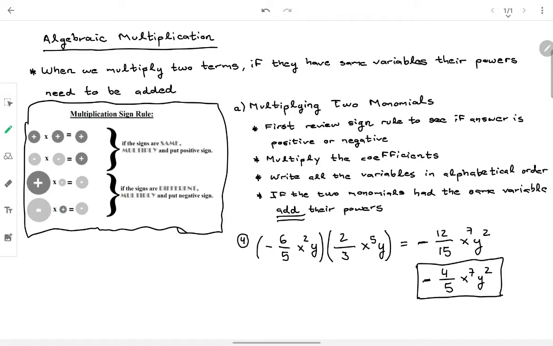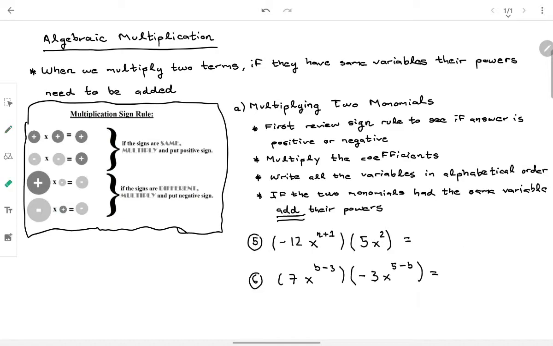Let me put another example. So let's see the next examples. We have exponent letters or variables. Don't worry, it's the same. So let's see what we need to do.